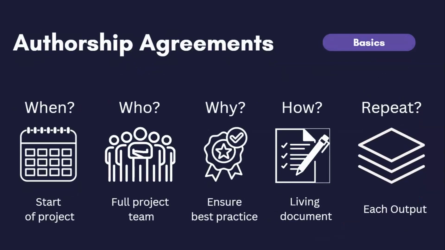So broadly, what are the basics of an authorship agreement? You do it at the start of a project. There's no point doing it later on, although if you're in the middle of a project, the best time to start is right now. Who is involved in it? The full project team. Anyone who has any role on the project should be accounted for in this document. Why? It ensures best practice, essentially.